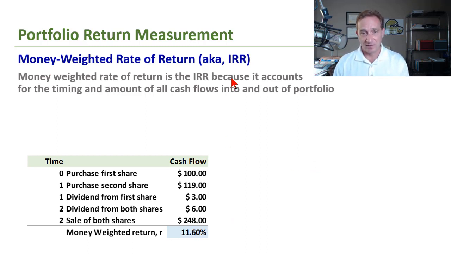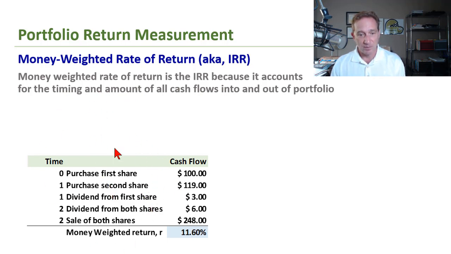First, we could look at the money-weighted return. What I want you to know is that it's really the same as the internal rate of return, IRR, and it's a function on the calculator. I'll show you that in just a second. So the money-weighted rate of return is the IRR because it accounts for the timing and amount of all the cash flows in and out of the portfolio.